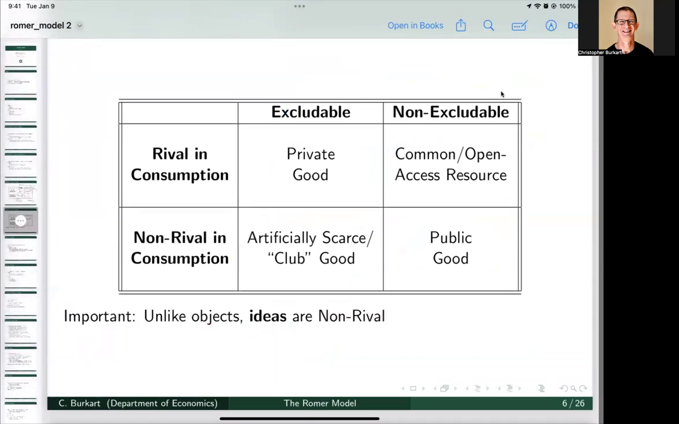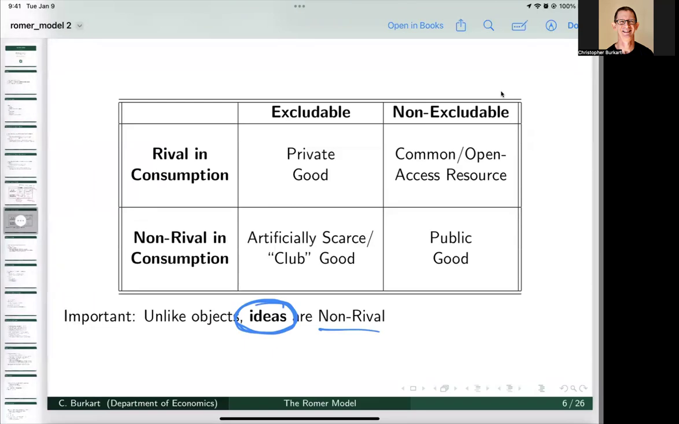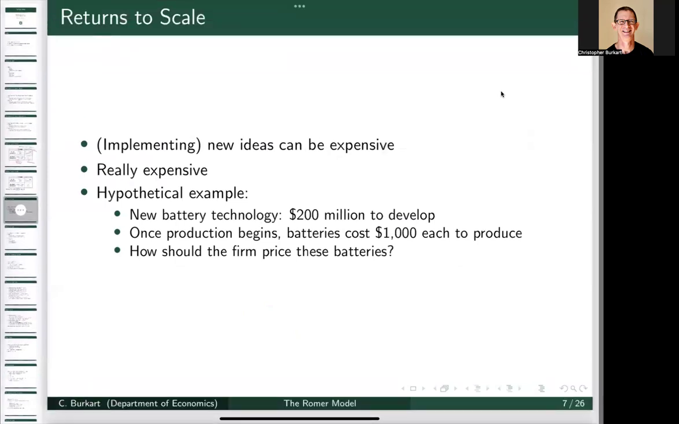Now, what I want to move on to is this difference between ideas and objects again. Ideas are kind of by nature non-rival, right? We don't have this physical characteristic that they get used up. And we also, well, let's not worry about excludability right now, but ideas are certainly not rival. Ideas can be shared without anybody losing out, other than the cost of coming up with those ideas. And that kind of leads us to the problem here, that implementing new ideas can be very expensive.